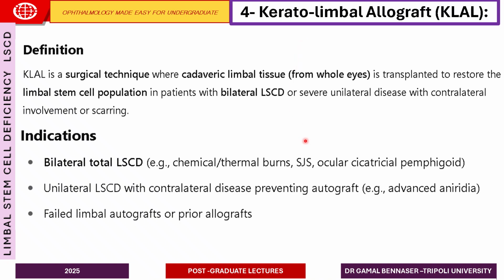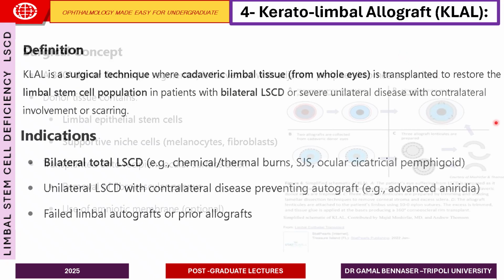So it is useful in bilateral advanced disease, or even in unilateral disease when the contralateral eye has any disease that makes it at risk if we take a sample from it, for example in the presence of advanced aniridia, or if you have tried an autologous graft but it failed. At that time you should go for the Keratolimbal allograft, where we transplant the limbus from the cadaveric cornea. This is as simple as that.